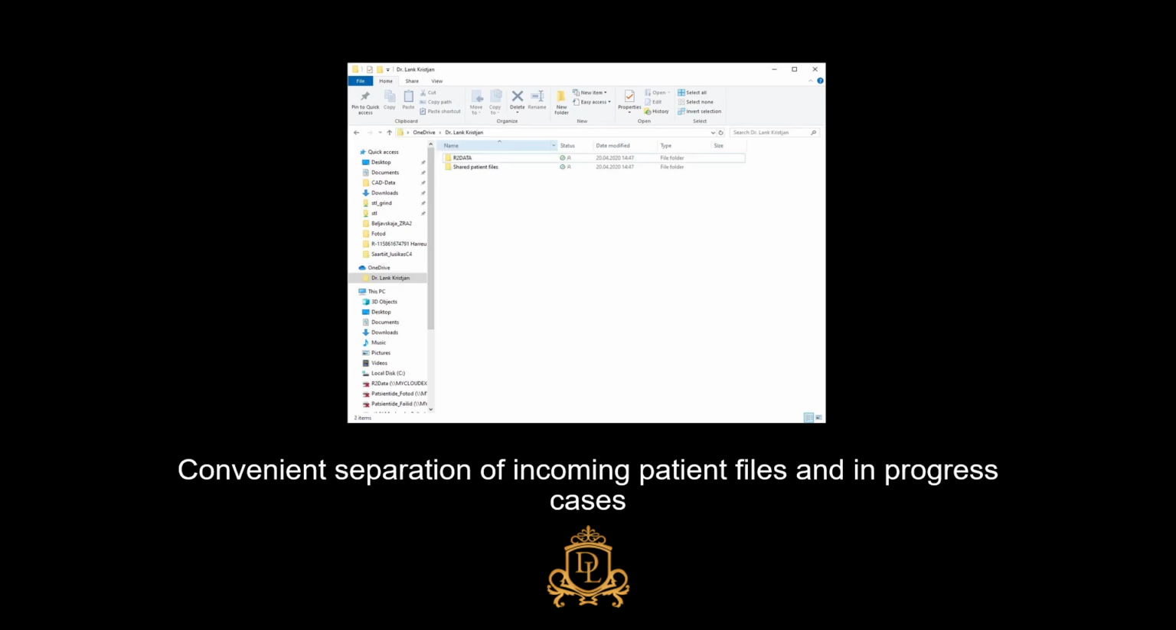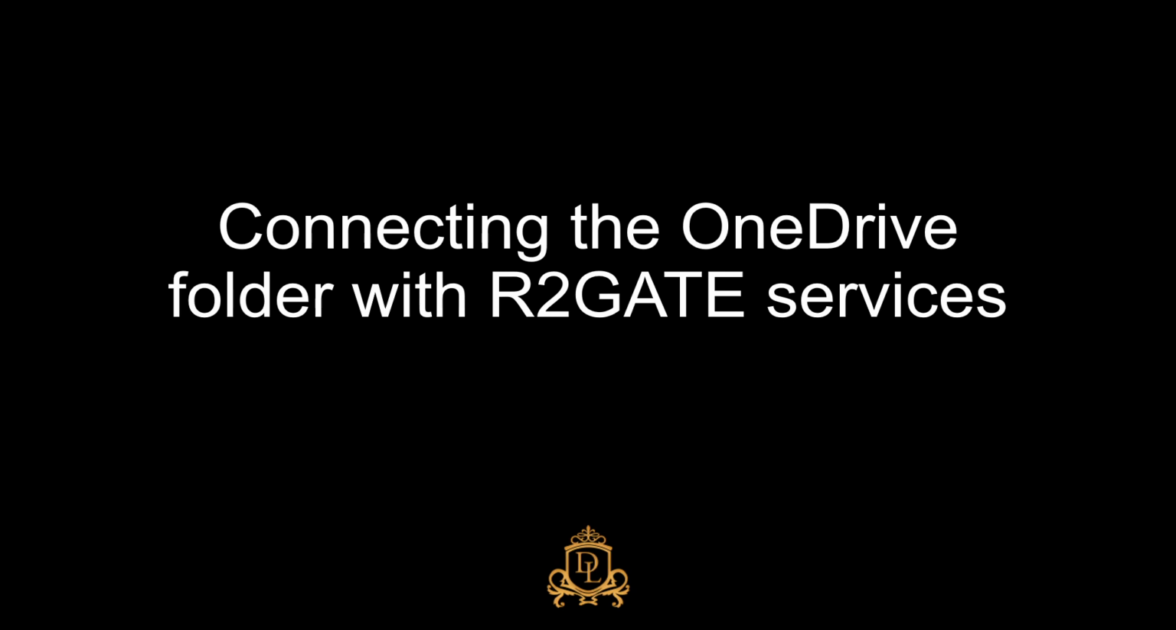As you can see, there are two subfolders to separate your provided patient files from our analyzed and processed data. This means you will share the patient's X-ray and STL files in the Shared Patient Files folder. We will pick up the files from there and create patient-specific implant planning project folders in R2 data. To see the implant planning projects in your R2GATE software, connection to the OneDrive folder is required.